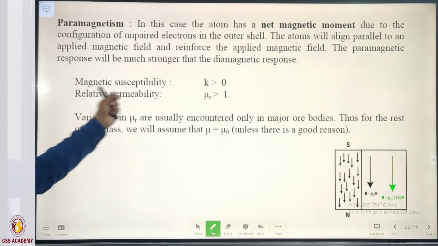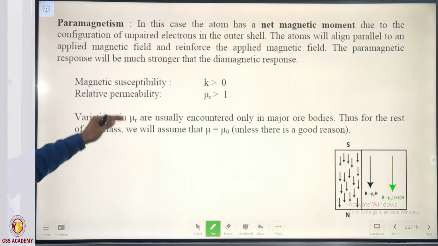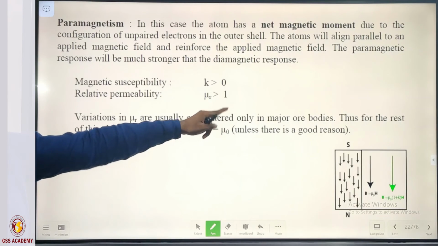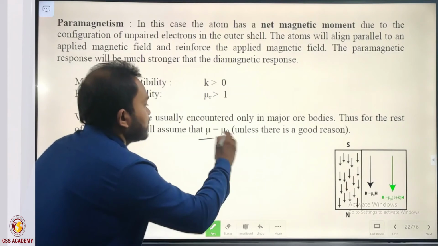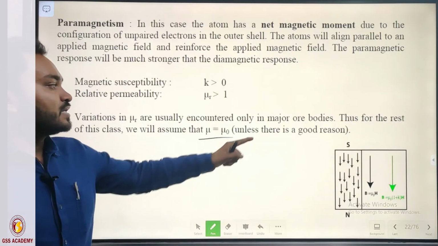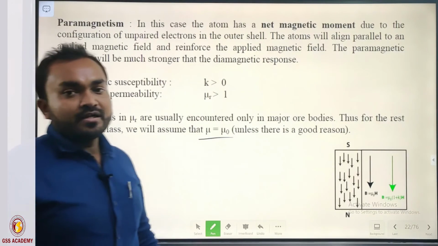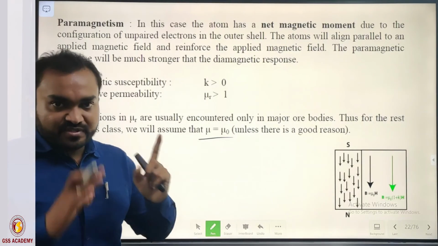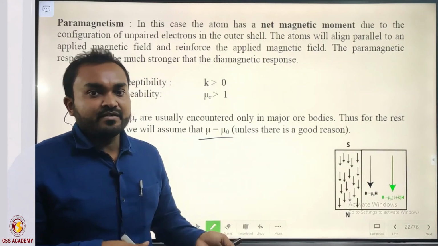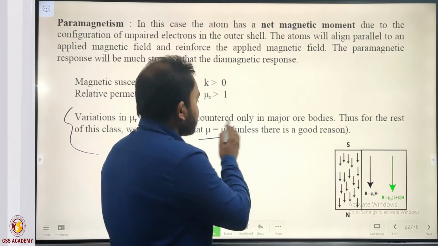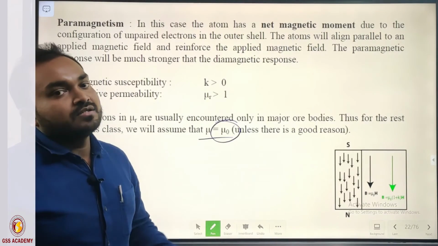So for magnetic susceptibility and relative permeability in paramagnetism, variations in relative permeability are usually encountered only in major ore bodies. Thus for the rest of the cases we will assume that mu equals mu 0 unless there is a good reason. This is a rule of thumb to choose your mu r, the relative permeability. For several ore bodies the relative permeability varies, but for other cases the relative permeability and mu 0 are basically the same.